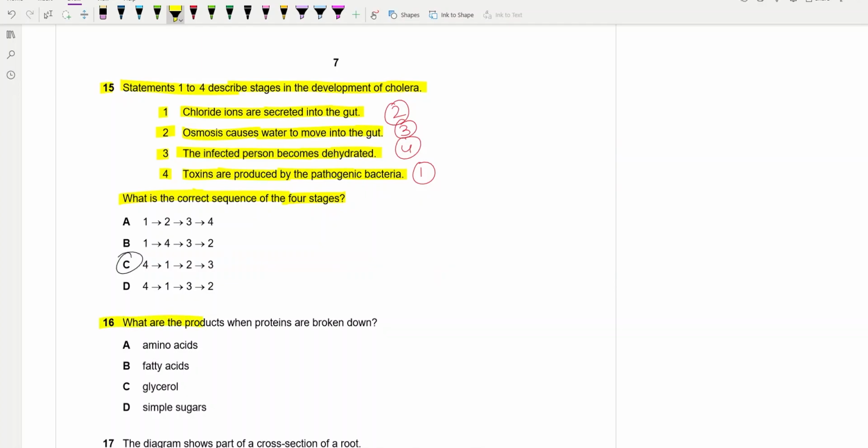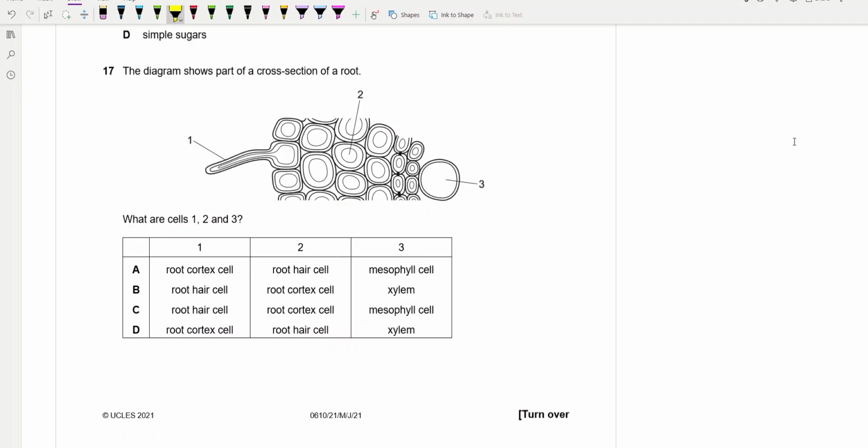Question number 16. What are the products when proteins are broken down? So the product would be amino acids. The correct option would be option A. Question number 17. The diagram shows part of a cross section of a root. What are cells 1, 2, and 3? 1 is root hair cell, 2 is root cortex cell, and 3 is xylem. So the correct option would be option B.